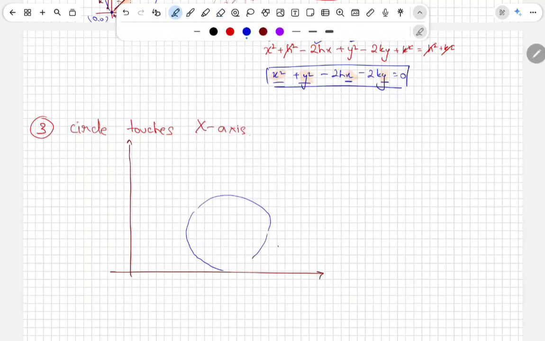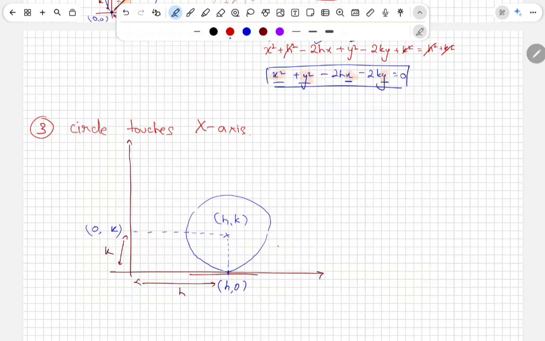Okay, this is the circle. Let's say the center is h comma k. So if the center is h comma k, it means this x coordinate is at h, so it will be h comma 0. This y coordinate is k, so it will be 0 comma k. Just try to visualize what is happening. This distance will be h, this distance will be k.